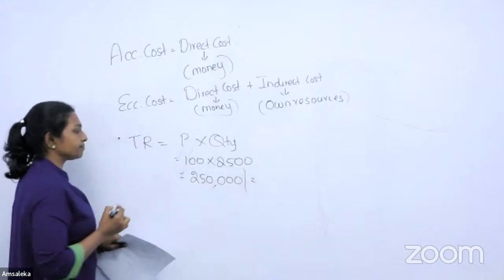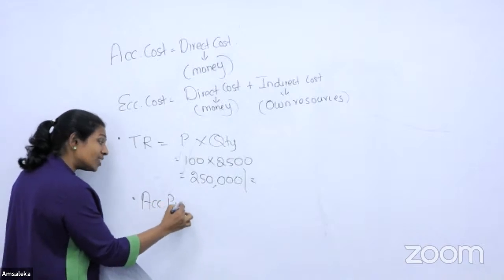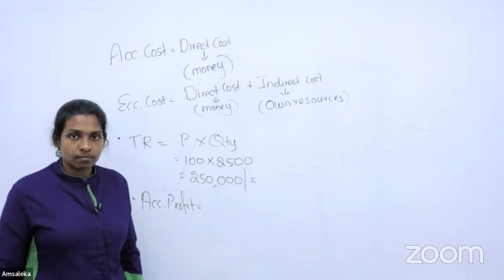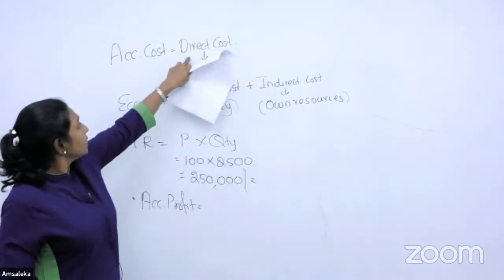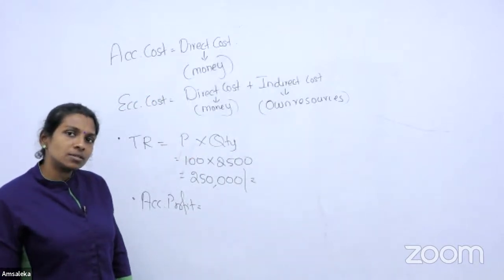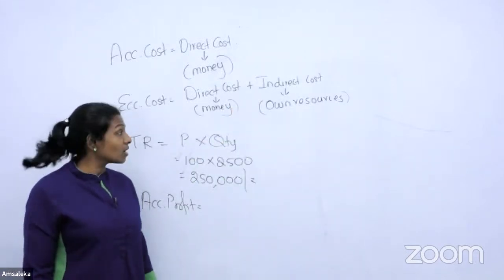250,000 rupees, total revenue. Now we want to find the accounting profit. Profit means revenue minus cost. Accounting profit means you deduct only direct cost. Economic profit means you deduct both of these.